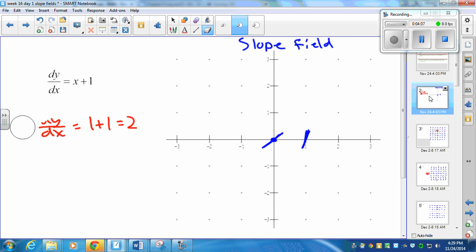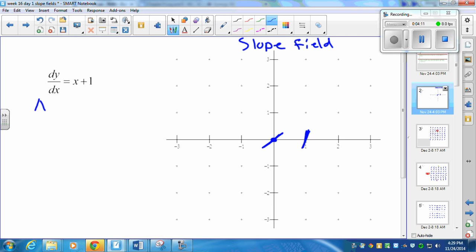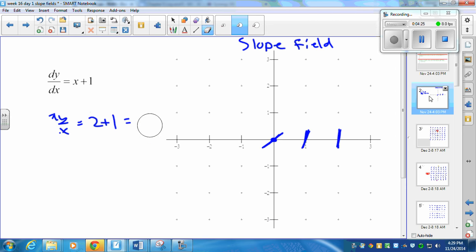And you could do it again at 2, 0. I think you're getting the point here. At 2, 0, the dy dx would be 2 plus 1, which equals 3. So then now it's even steeper. Okay. Now my goal would be to fill in the whole chart.